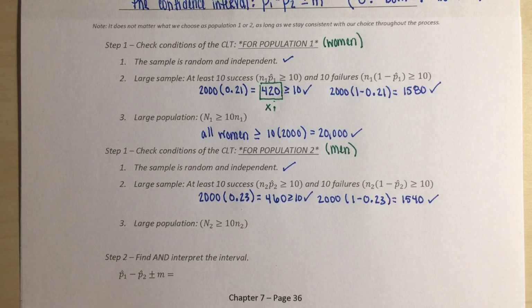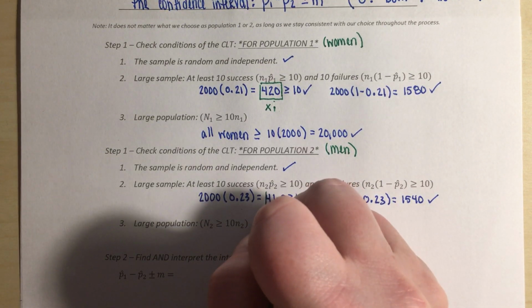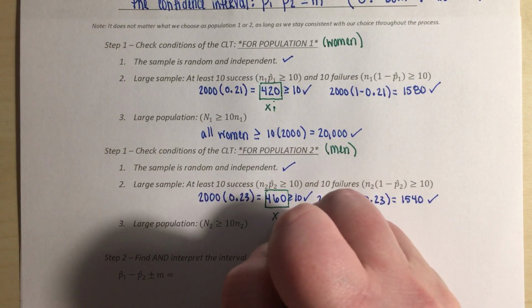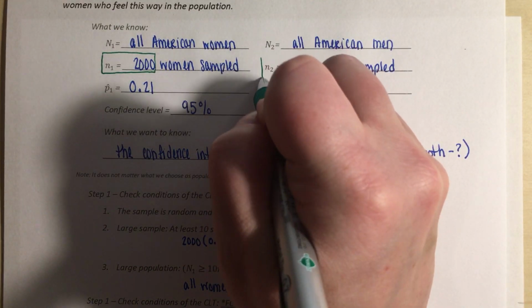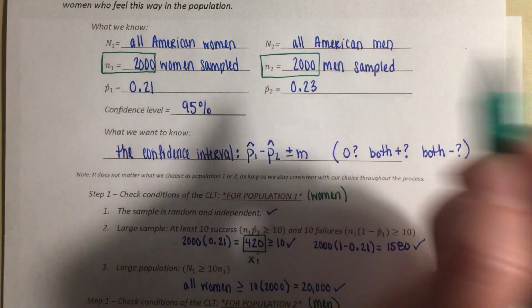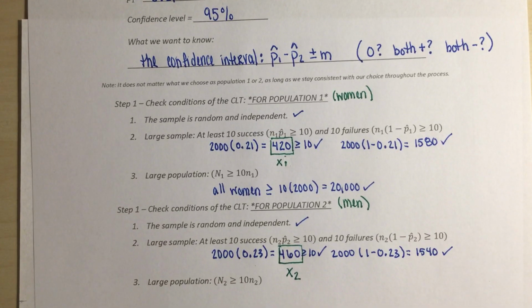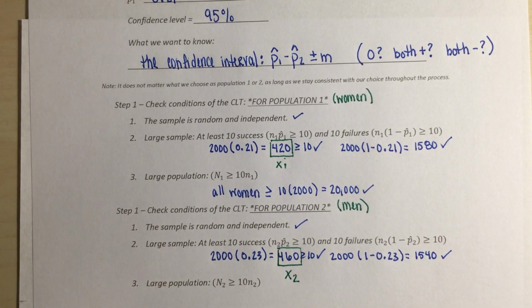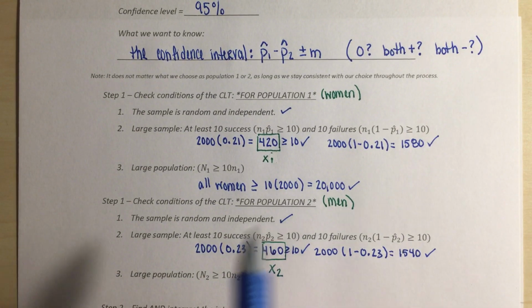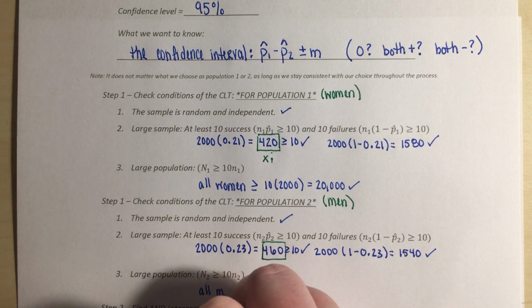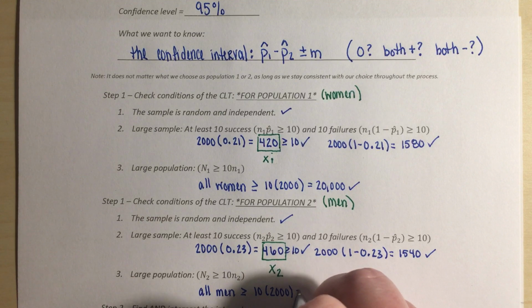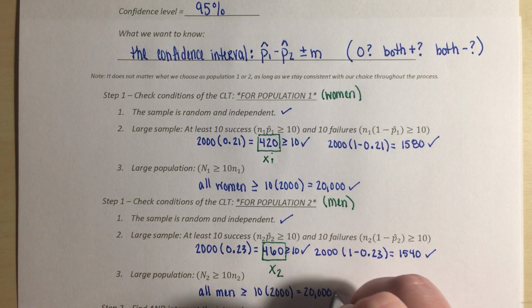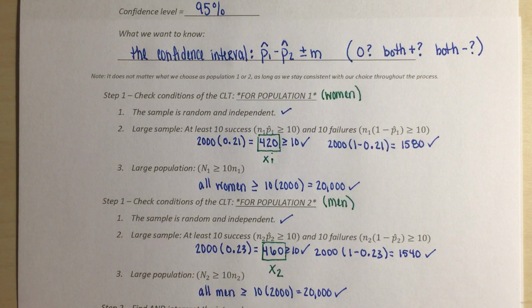Again, the number that we have here, this 460, is our other x value. So that's our x2. And then our n2 that we're going to use for StatCrunch was this other 2,000. So as we're going through and checking our conditions, remember our number of successes are numbers that we're going to use for StatCrunch. All men must be greater than or equal to 10 times 2,000, which is 20,000. We're going to assume that that is also true.